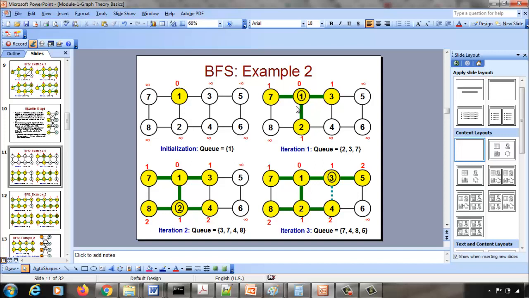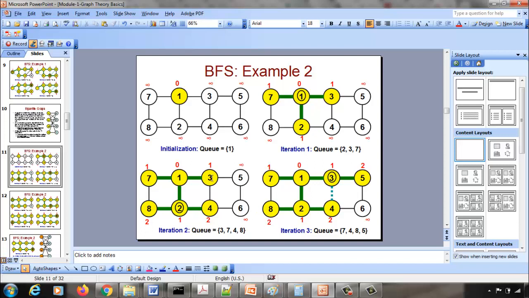Now the queue has 2, 3, 7. So DQ the queue. 2 comes out of the queue, 4 and 8 are its neighbors. Both have not been visited, so mark them as visited and label the edges as 3 edges, and set the level numbers to be 1 more than the level number of node 2, which will be 2 and 2, for 4 and 8. Also add 4 and 8 to the queue. So the queue currently has 3, 7, 4, 8.